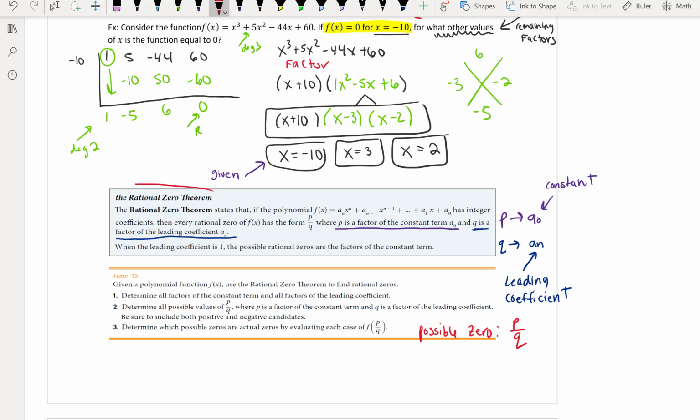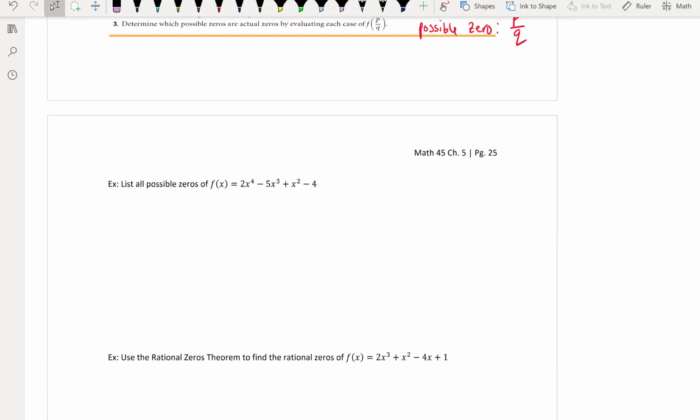So this rational zero theorem, what this is really saying is, hey, here's another method so you can find possible zeros. Doesn't mean it's always going to work, but hey, maybe it'll help a little bit. So, okay, let's put this into play. So it specifically says to list all the possible zeros. So when it says to list all the possible zeros, then we know for a fact that we're going to be using the rational zero theorem.